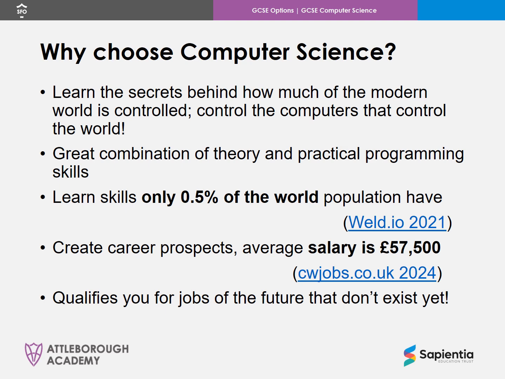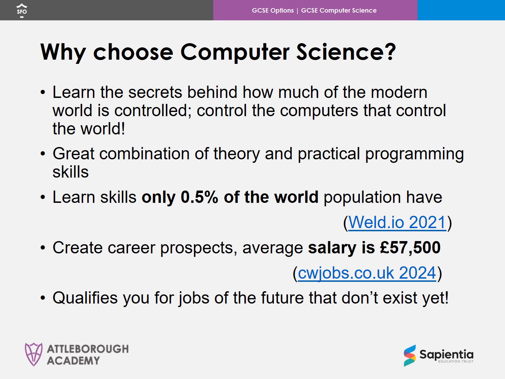Only 0.5% of the world's population have these programming skills. And as a result of that, there are more jobs that need to be filled than there are people that will fill them. Therefore, those businesses that are looking for those people who are trained are paying an awful lot of money. Every single year that I look at this, it goes up. It's gone up more than £10,000 since I did this PowerPoint 3 years ago, which just goes to show how in demand you will be if you choose computer science.